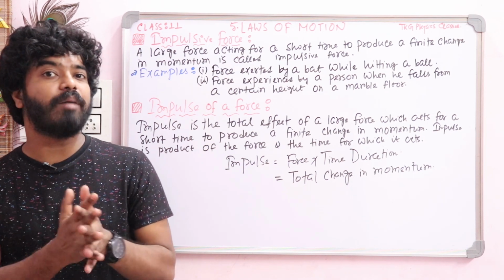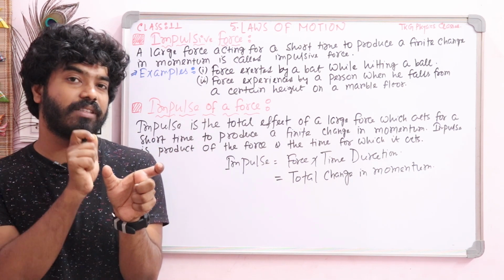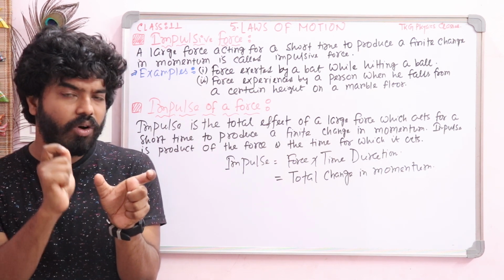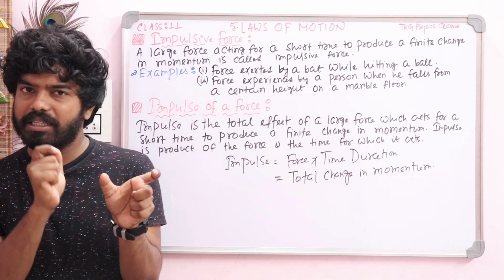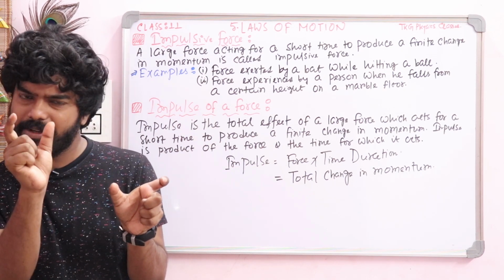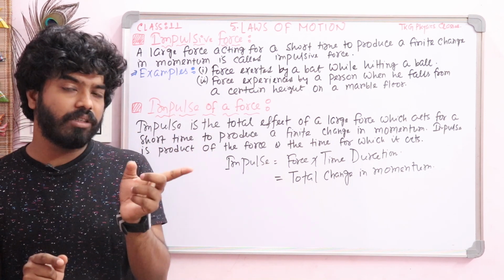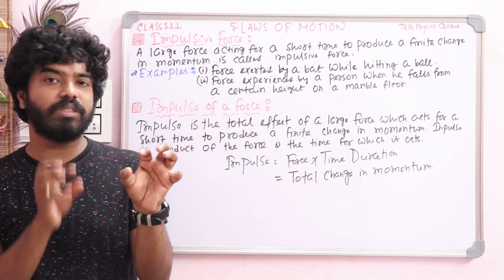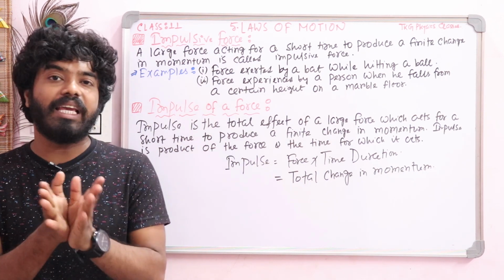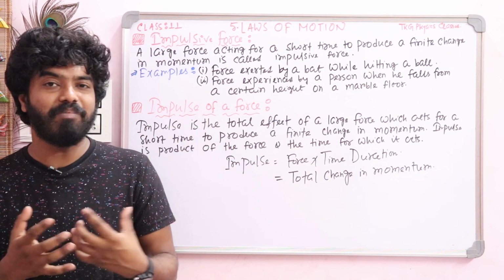When a large amount of force, the magnitude of force is large, is applied on a body for a very short time interval, the time interval is very short and the magnitude of force is very large, then the product of force and the time interval during which the force acts on the body is called impulse. And this large amount of force is named impulsive force.